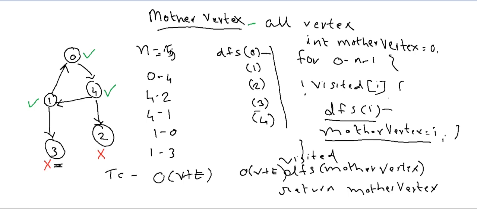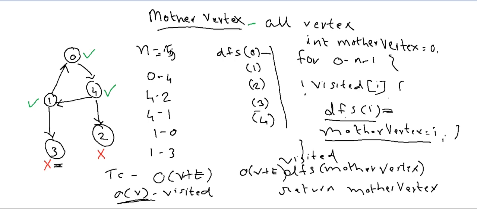What is the space complexity? In DFS, we are declaring a visited array which will be number of nodes. So that is O of V for the visited array. And for the recursive call stack, because we are making a recursive call in the DFS function, that is also O of V. So the space complexity is O of V.